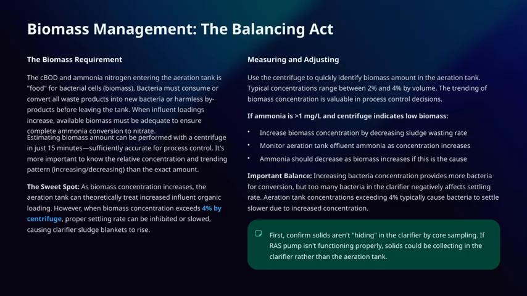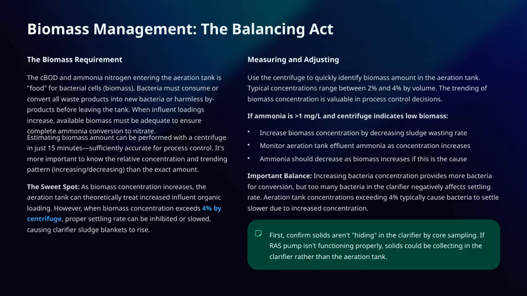So how do we measure and adjust? The centrifuge is our go-to tool for quickly identifying biomass levels. Typically, concentrations are between 2% and 4%. Watching the trend over time is especially useful for making control decisions.